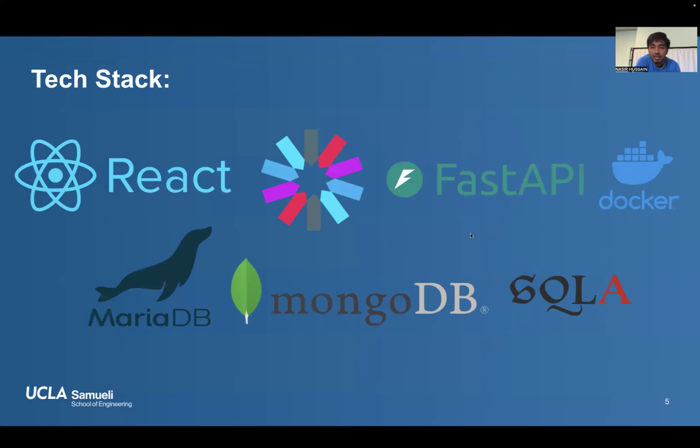And for the tech stack, we used React for the front end, JSON Web Tokens for security, FastAPI for the backend, and Docker to containerize everything and make sure that we don't run into any environment issues. Then we have MariaDB and MongoDB, which are our database services, and SQLAlchemy to manage the object relational models.